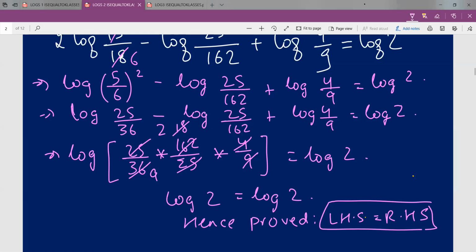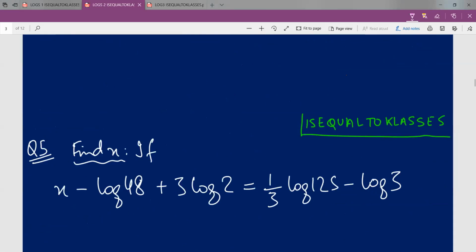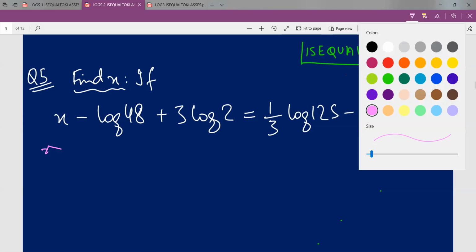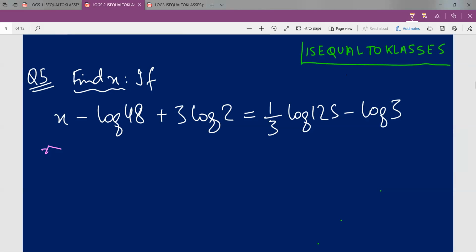Okay. So without any further delay, let's move on to our fifth question. So the fifth question states find x. So we have been given x and you have to find the value of x. So I'll just change the color to, let's say, gold. Okay, gold or yellow. So all I'll do is I'll take this whole part and I will take it to the RHS, and the signs will change respectively.